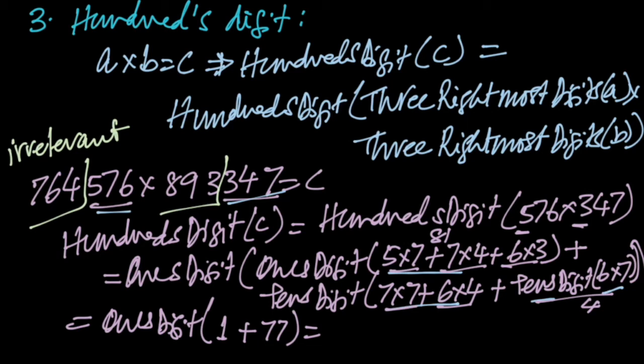So the ones digit of 81 is 1 and this one is 77. So the tens digit of that is 7, which means 8. So the hundreds place of C should be 8. So in the given set of answers, if there is only one answer that has 8 in the hundreds place, then that should be marked as the correct answer.